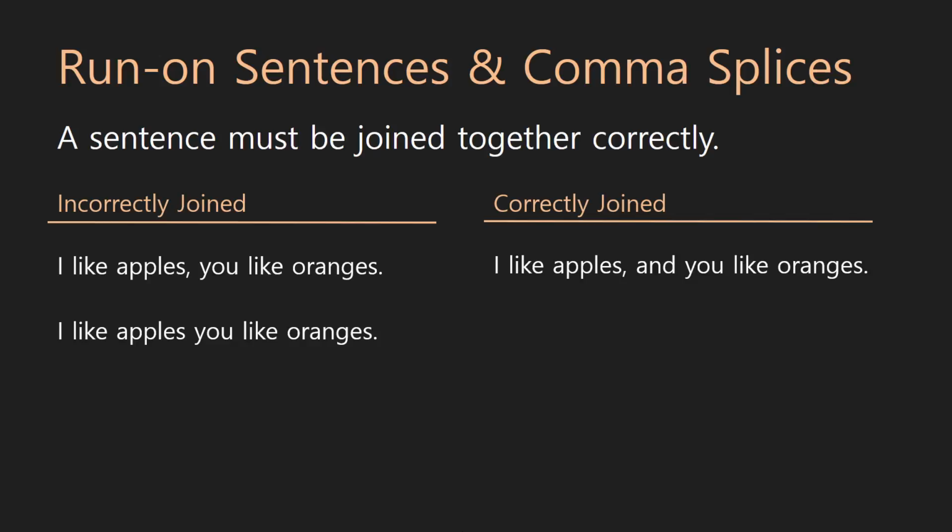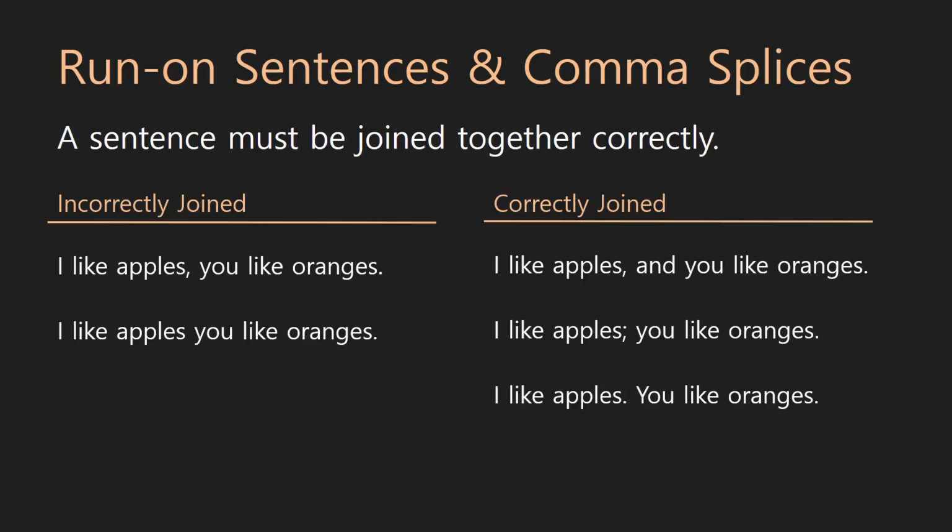The first way is to use a conjunction between the two clauses. I like apples, and you like oranges. Another way is to use a semicolon or colon. I like apples; you like oranges. And of course, the simplest way would be just to add a period and make them into two separate sentences.